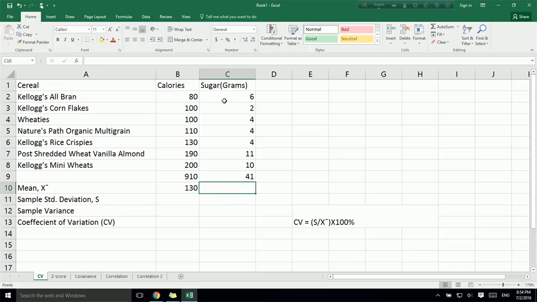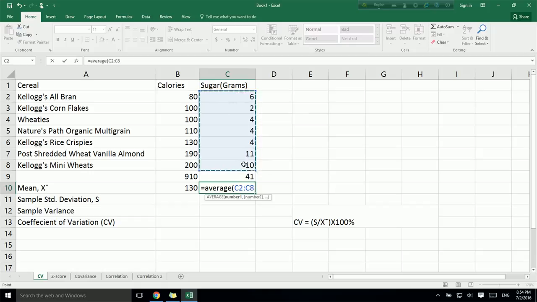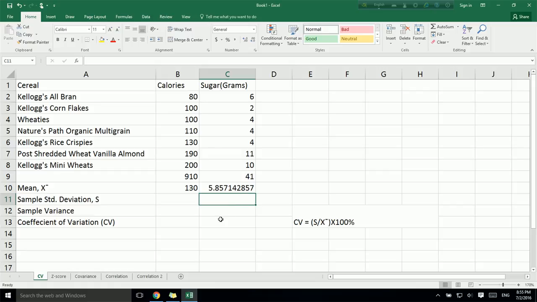Now let's get the average for the sugar amount. Average, select data, close parenthesis and enter. So on average, per serving the cereals contain 5.85 grams of sugar.